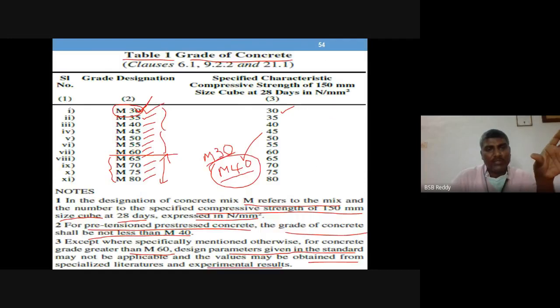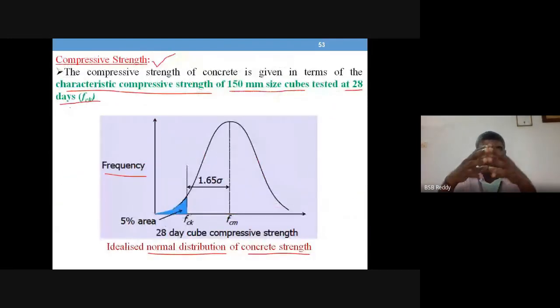So that is about the compressive strength of pre-stressed concrete, the grades of concrete available. What exactly is the compressive strength of concrete, and what is the acceptability of concrete and criteria?